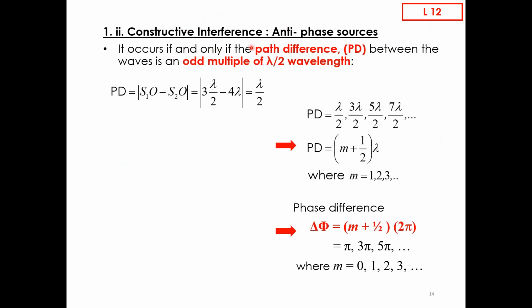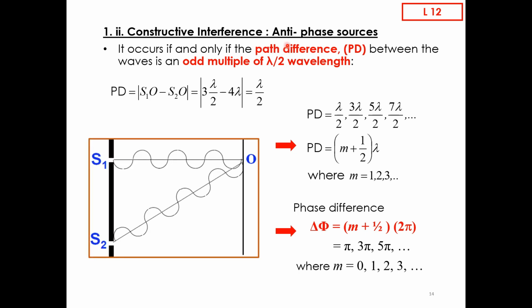Next, we go for the constructive interference antiphase source. Okay, why do we call it antiphase source? Okay, look at the beginning. Source 1, okay, here the trough meets the crest. So here we call it antiphase source. Okay, at the end, what happened? Okay, trough meets the trough. So here appears the bright fringe because of the reinforcement of amplitude.